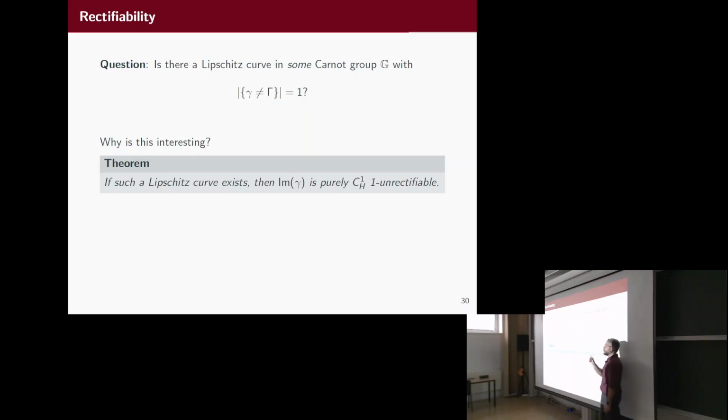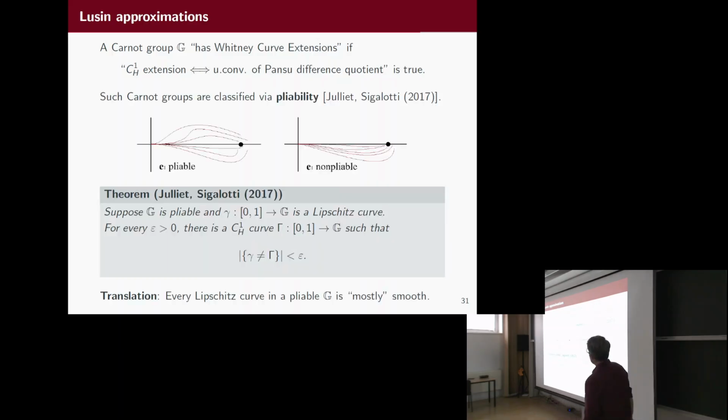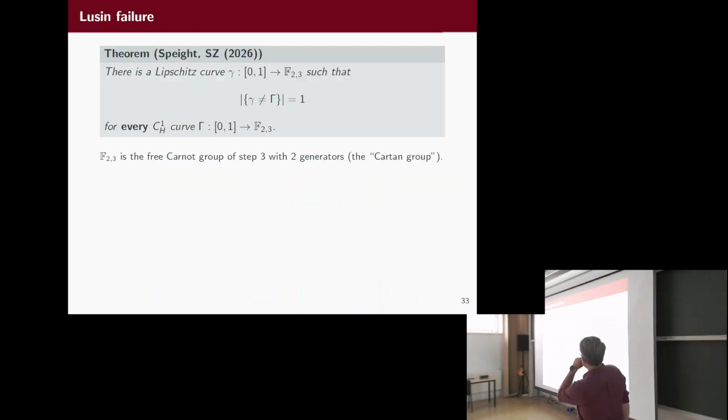Meaning, if such a curve exists, then you can come up with a Lipschitz curve whose image is purely C1H unrectifiable. Meaning Lipschitz rectifiability and C1H rectifiability are very, very different, right? They can't be similar at all. And the answer is, I'm going to skip over that. The answer is yes, you can.